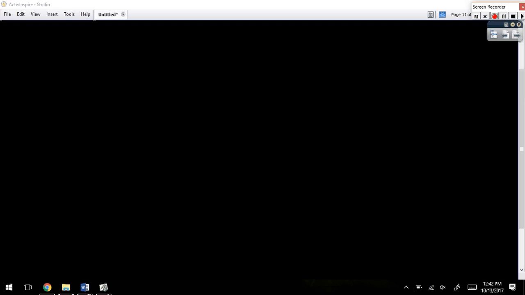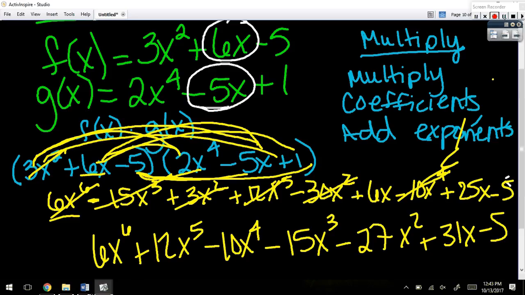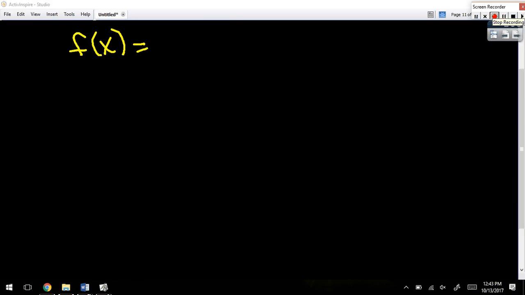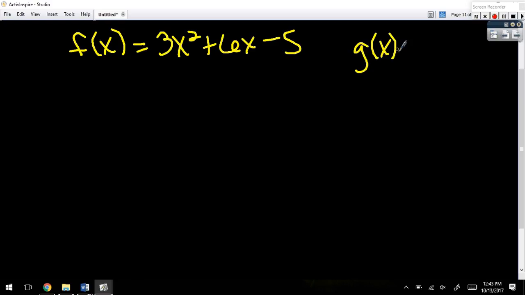All right, function composition. Let's take that same f of x. Somebody give it to me because I'm going to rewrite it up here. F of x equals 3x squared plus 6x minus 5. And then I don't need g of x right now. Well, go ahead and give it to me. I'm going to write it up here. g of x equals 2x squared minus 5x plus 1.